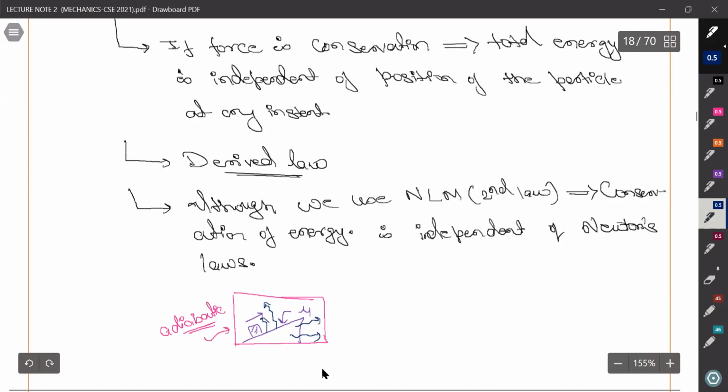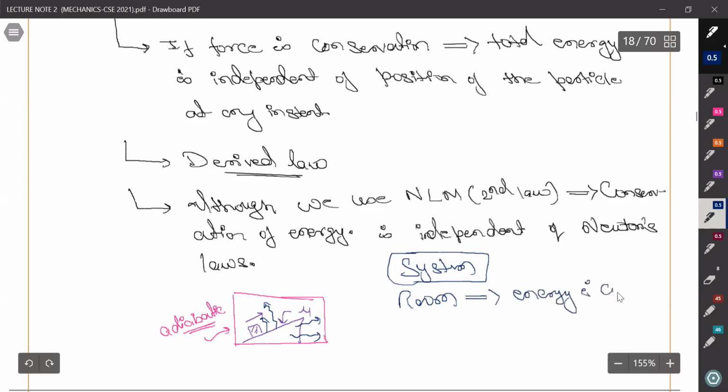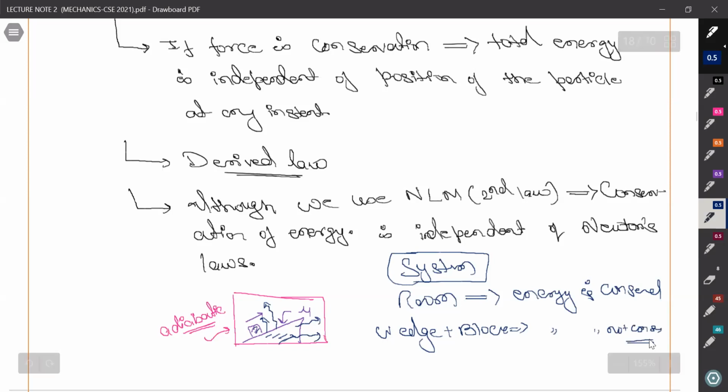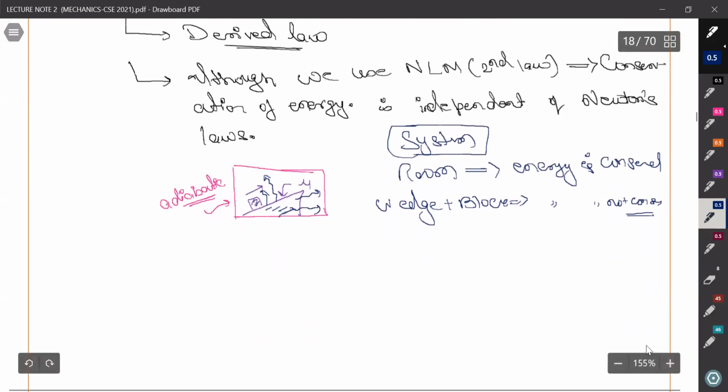So if we take the whole room as the system, then energy is conserved. But if we take the wedge plus block as the system, then energy is not conserved, because heat is going out from the system. So we need to find out the system in which we are applying these things.